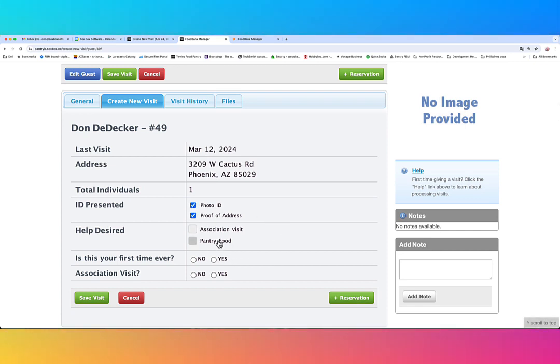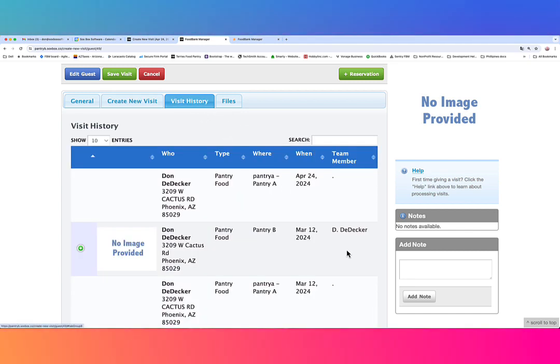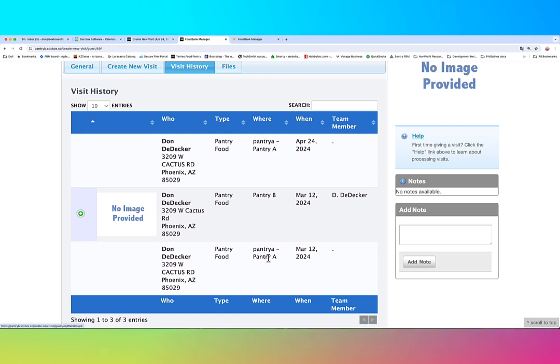Now in this case, I can check pantry food. There's no alert telling me there's an association visit, even though if I look at history, I do see an association visit. So we can easily analyze this. On the 12th, Don received food at Pantry A, and also received it at Pantry B on March 12th.